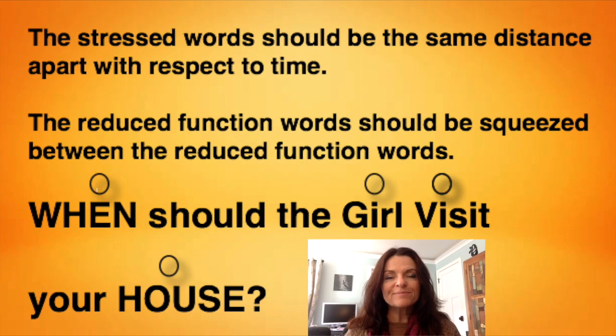Let's demonstrate. When should the girl visit your house? Notice that every time I clapped, it was to an even tempo, and all of my claps were the same distance apart. When should the girl visit your house? And every time I clapped, it was on one of those loud words. When is a question word, girl is a noun, visit is the verb, and house is another noun.